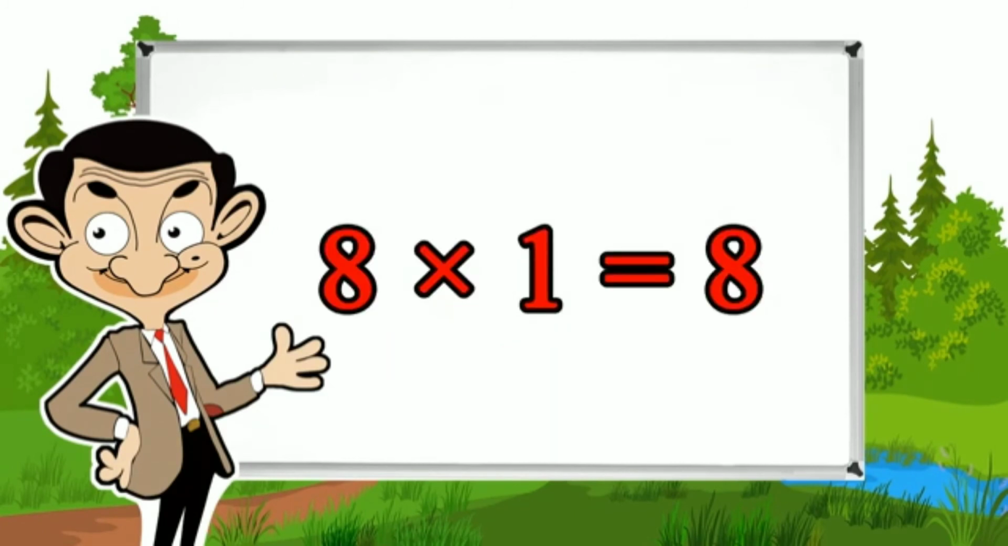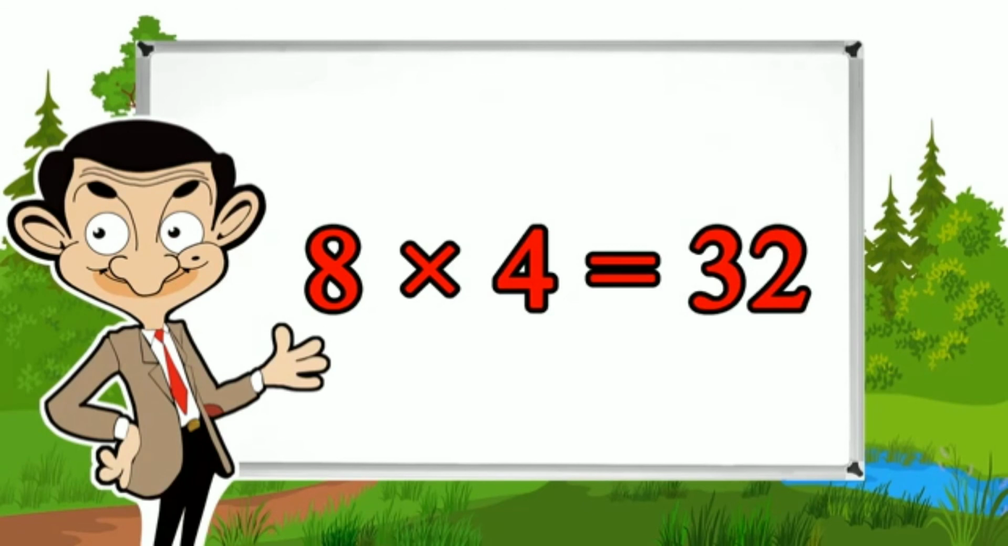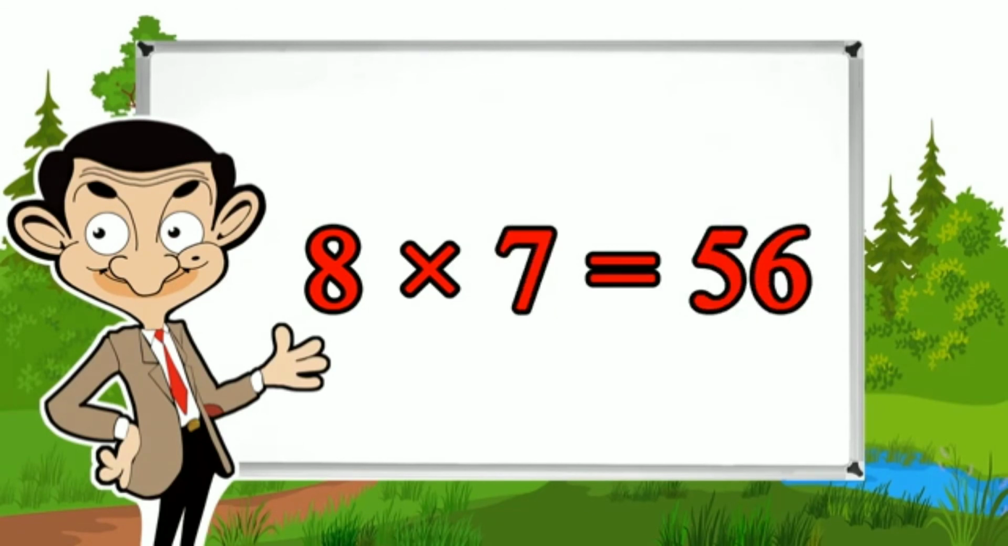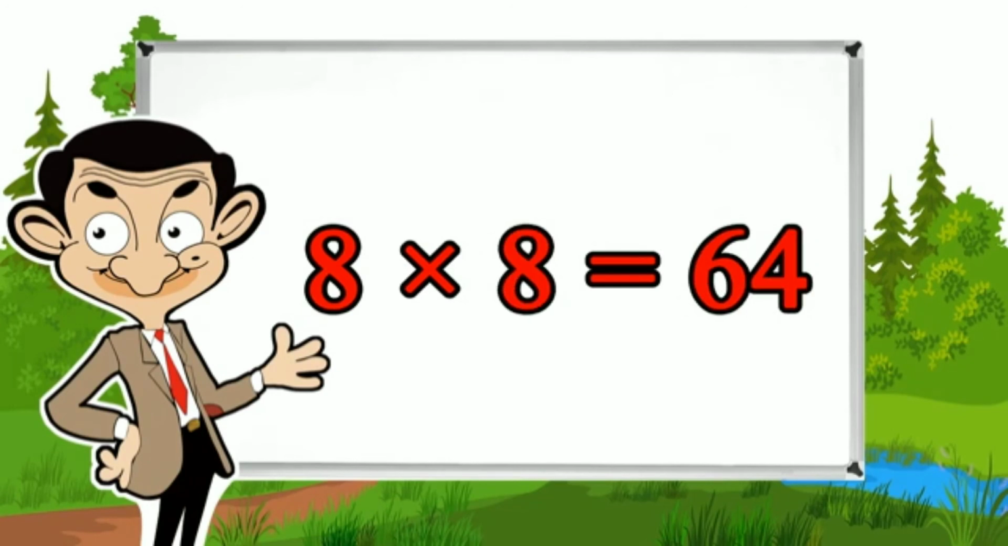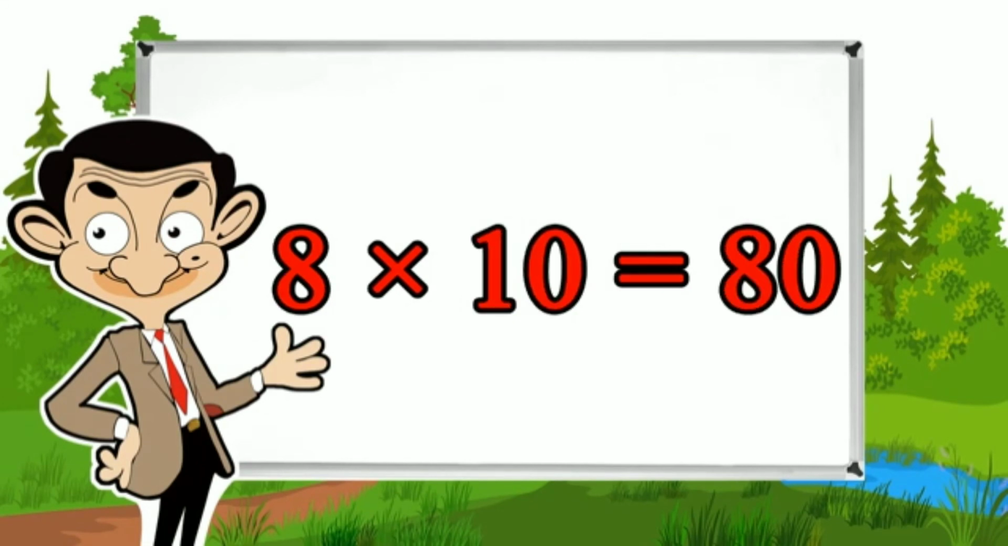8 1 8, 8 2 16, 8 3 24, 8 4 32, 8 5 40, 8 6 48, 8 sevens are 56, 8 eights are 64, 8 nines are 72, 8 tens 80.